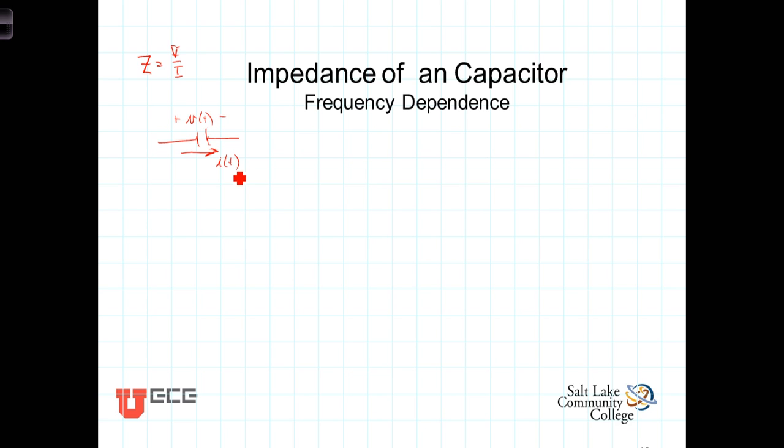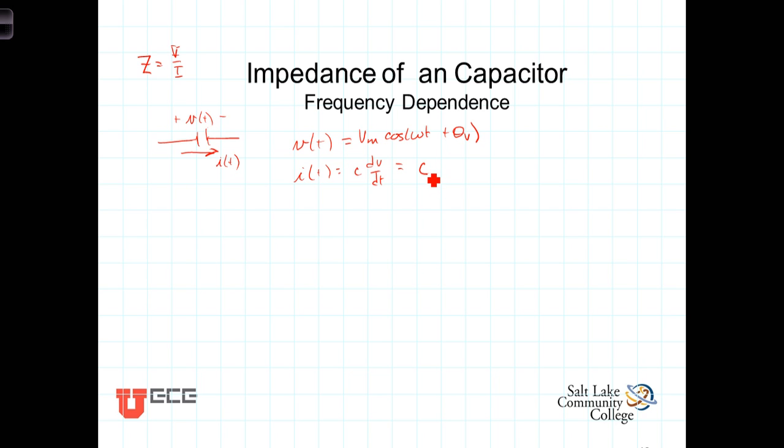Now this time around, let's assume that the voltage in the capacitor is of the form V sub m cosine of omega t plus theta sub v. And we know that in a capacitor, i is equal to C times the derivative of the voltage, which is going to equal then C.